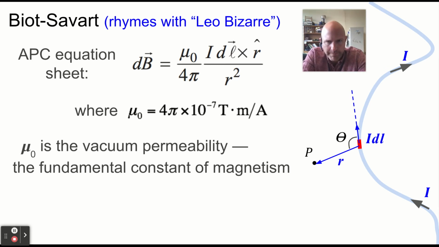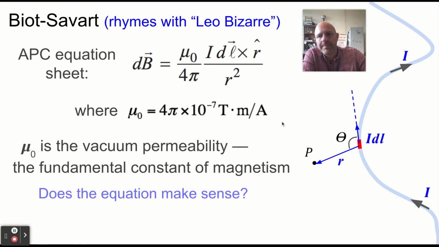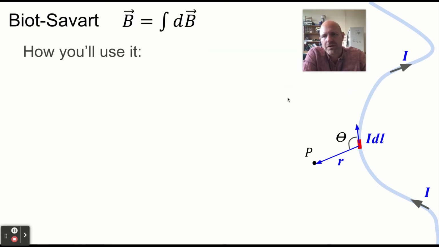Biot of R, you integrate mu naught over 4 pi, which is the constants, the current I times dL crossed with the R. That R hat is the unit vector R, so it has no length because we're dividing by 1 over r squared. So that's the basic idea. Does it make sense? Hopefully a little bit.